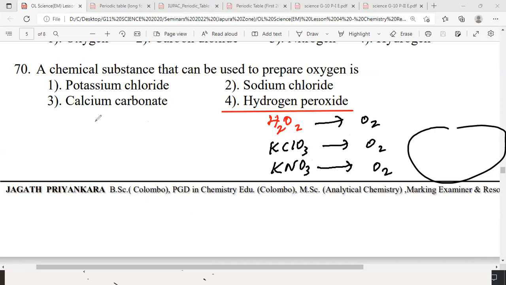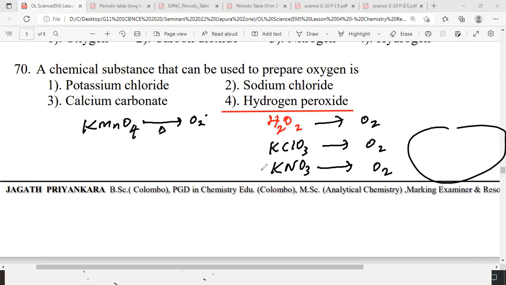And the other one, the most widely used chemical in the laboratory to prepare oxygen, is potassium permanganate. You get oxygen gas. But I didn't write the other products. You should know all these, the balanced chemical equation you should know. Permanganate.